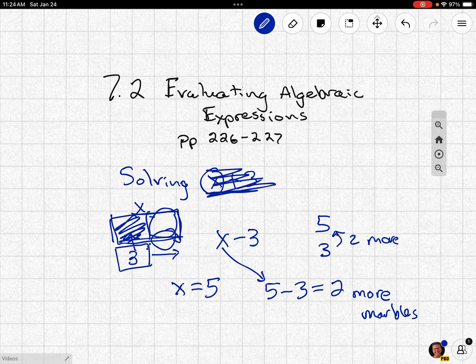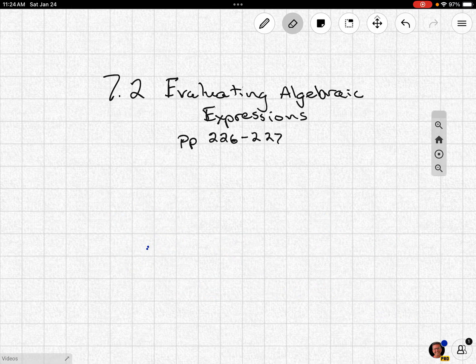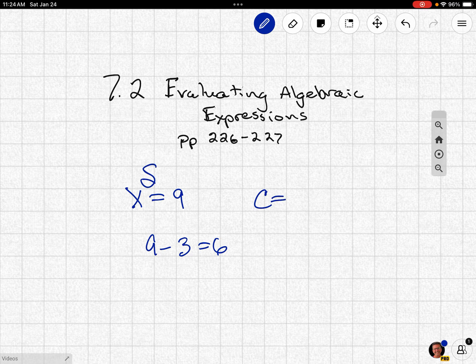Okay, if x was 9, let's just say that it's not 5. What they say here is, let me erase all this, that the x is equal to 9, then 9 minus 3 is 6. Now Simon has 6 more than Cynthia. So x is 9. I don't know why they don't call it S for Simon, but Simon has 9. Cynthia, we know, always has 3. And so if Simon has 9, 6 more than 3.